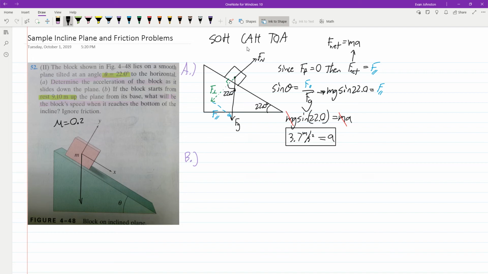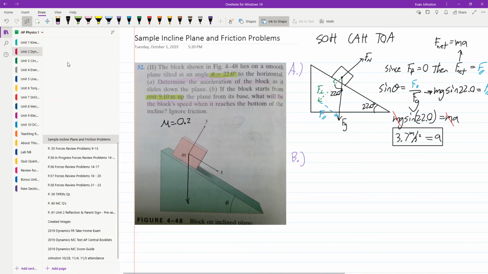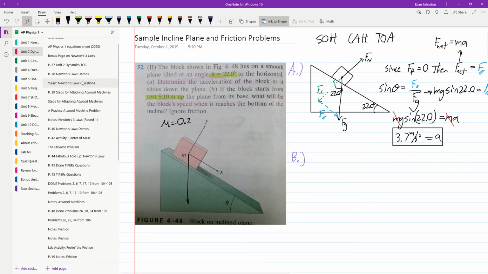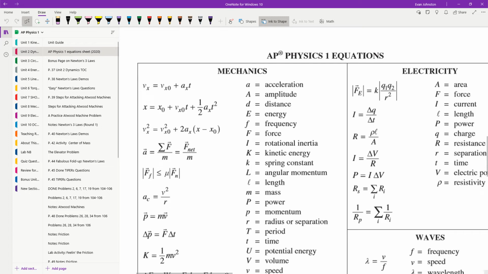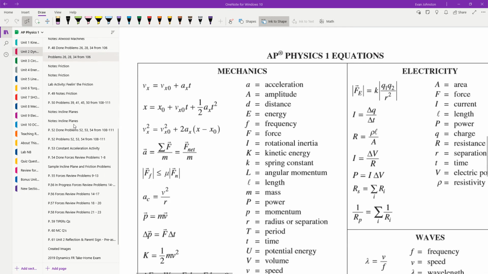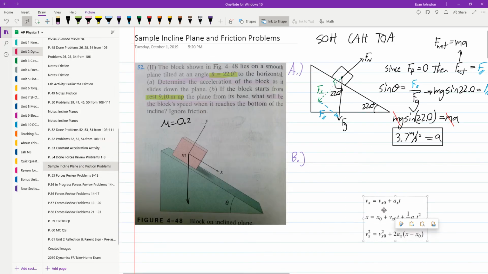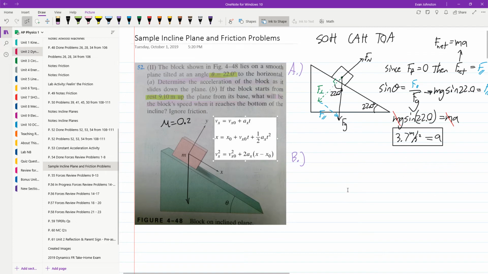Now, if I am being asked to find a speed, that makes me think unit 1. That makes me think of these equations right here on our equation sheet. That makes me think of these 3 right here. And so what I want to do is take these 3 and we'll put them down over on our sample problems right now, and we can look at these and see which ones may be the most appropriate.